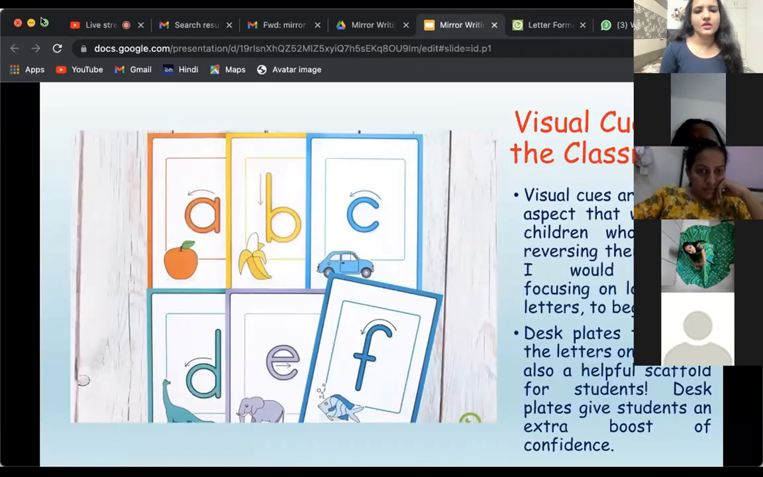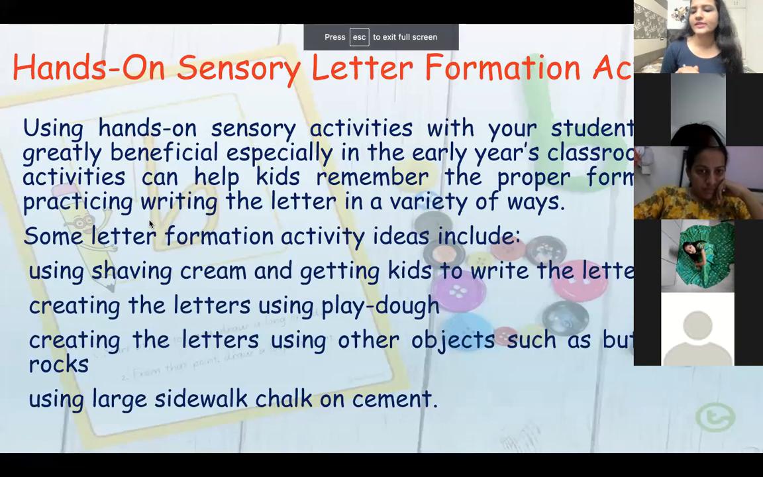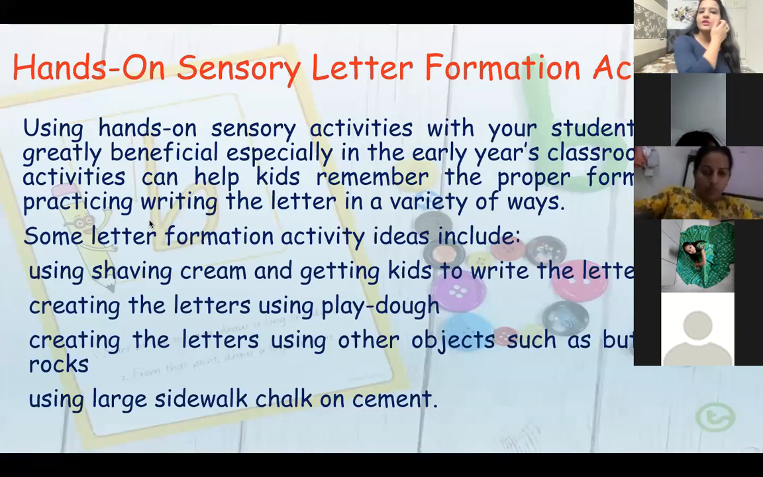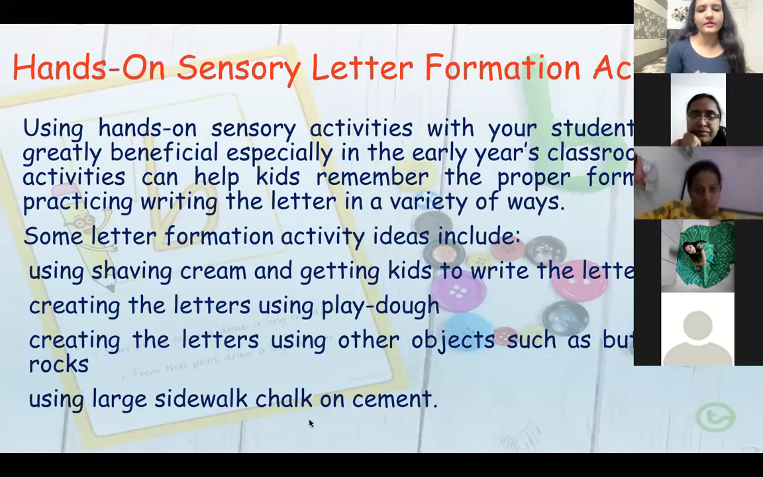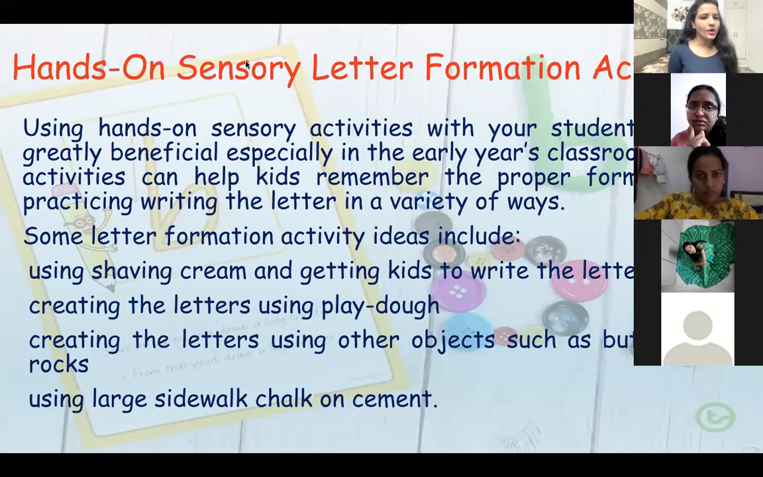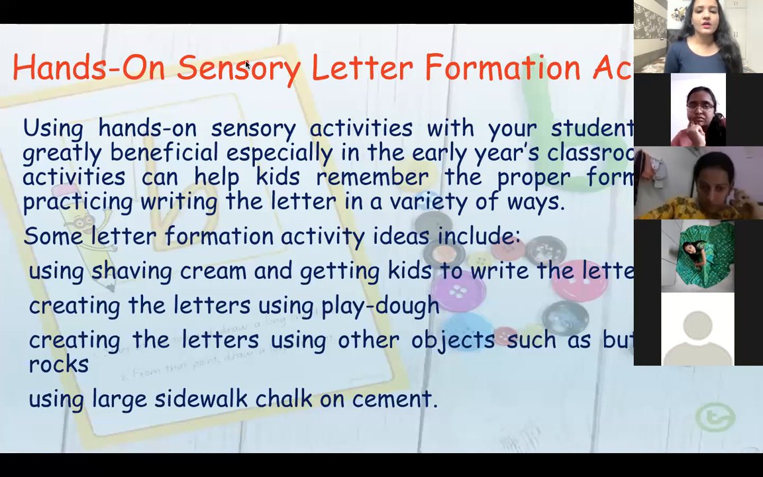So, hands-on sensory letter formation activities. Using hands, what are sensory activities? Would anybody like to tell me here what sensory activities are? What do you mean by senses and sensory activities? Okay, I'll explain it then. Sensory, five senses, we all know about the five senses: eyes, nose, skin, right? Taste, hearing. So sensory activities means we have to think of activities which a child does using all five senses.